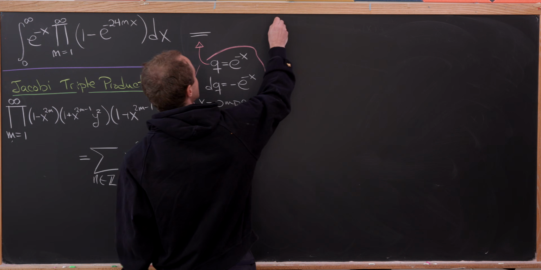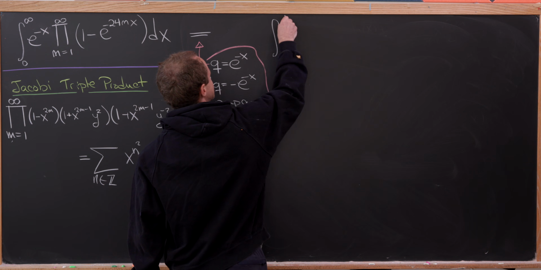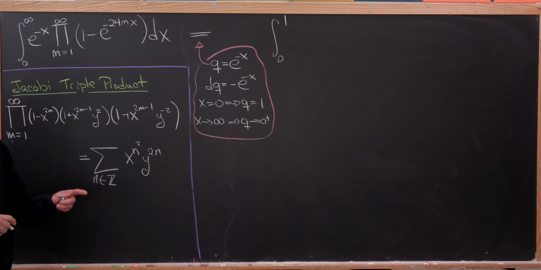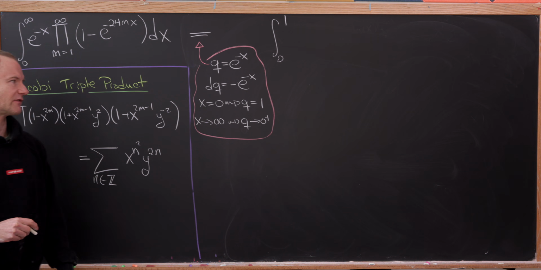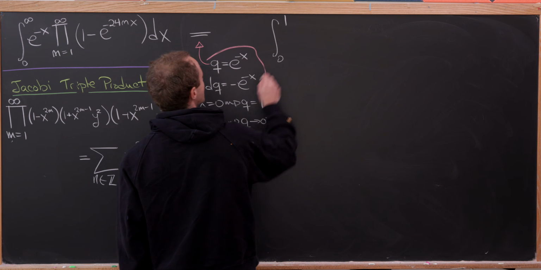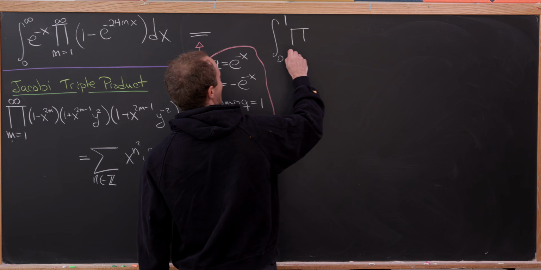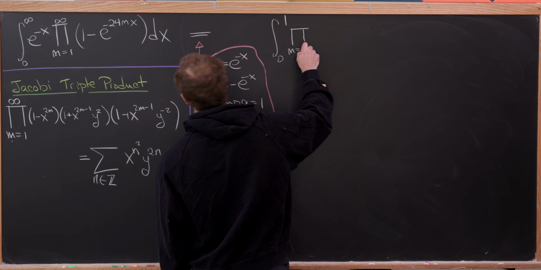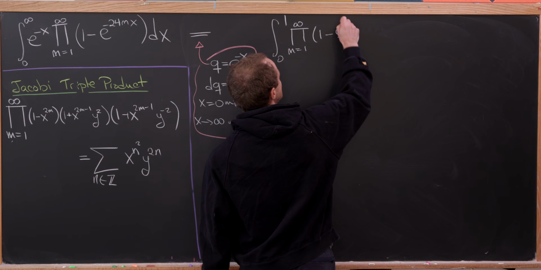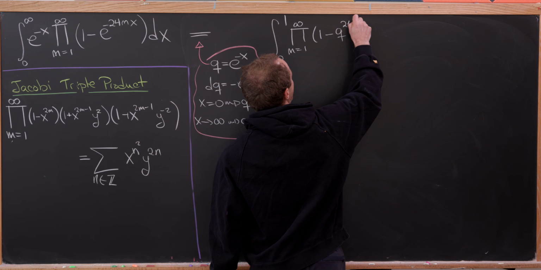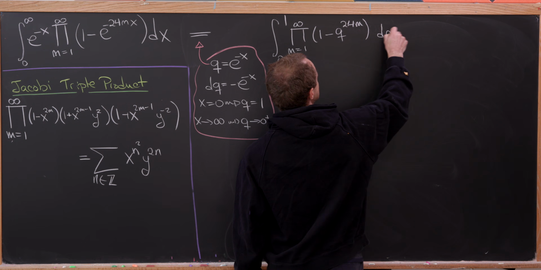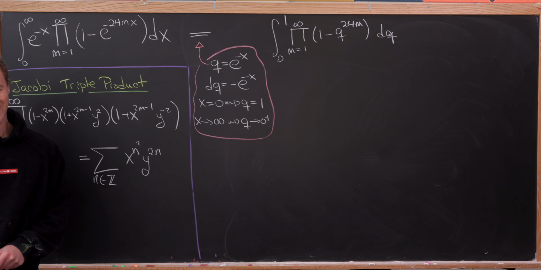So in the end, this is going to turn into the integral from 0 to 1. You might say, well, shouldn't it be the integral from 1 to 0? But I'm going to take this minus sign right here and have that switch the order of integration. And now we'll have the product as m goes from 1 up to infinity of 1 minus q to the 24m, and then we'll have dq. Okay, so that is that.